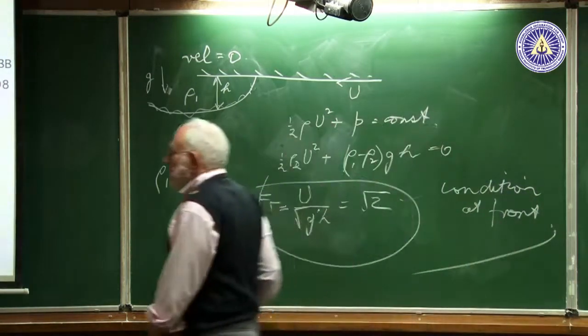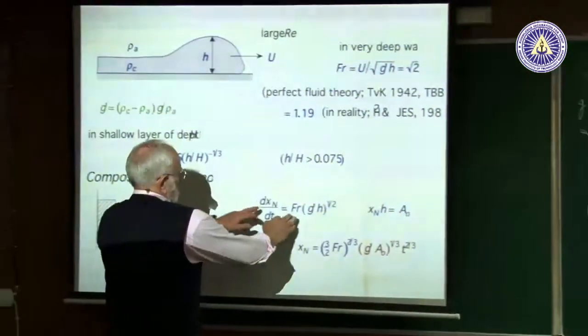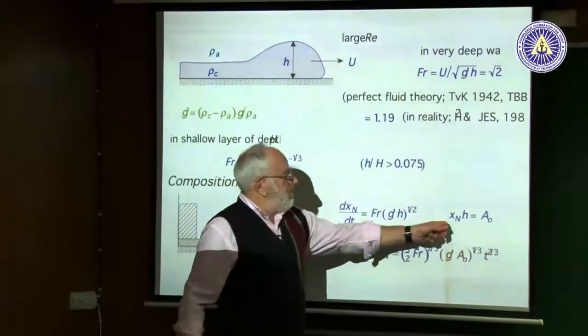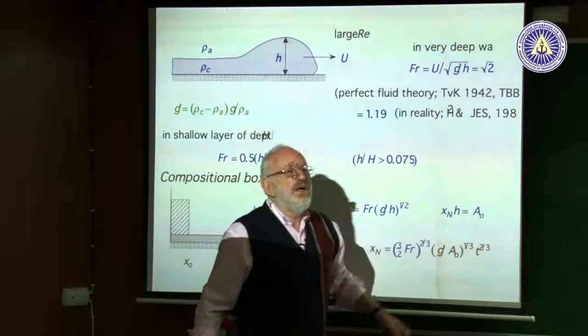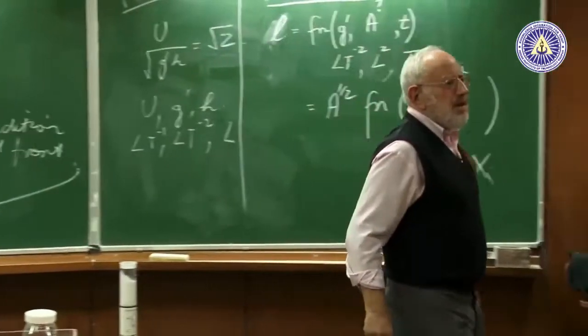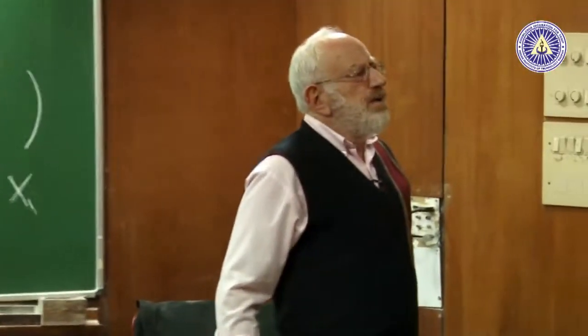And so I'm using that condition at the front. That's what this is. And this conservation law. Yeah, Ishan. What is the basis for assuming that the Froude number is constant at the front? What else could it depend on?